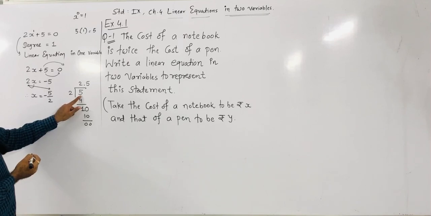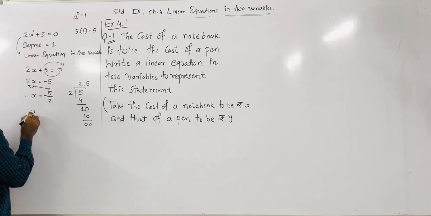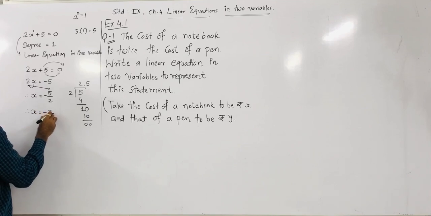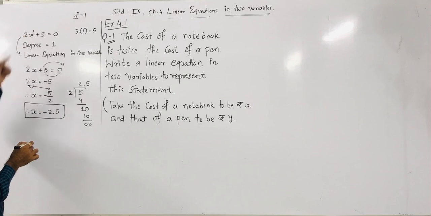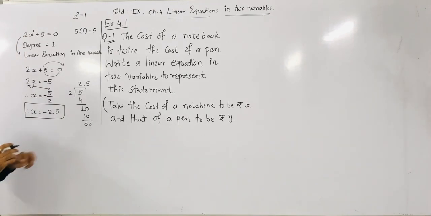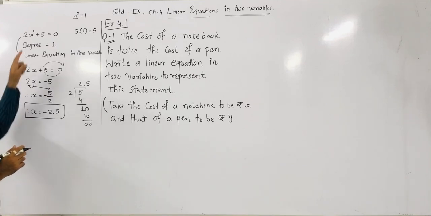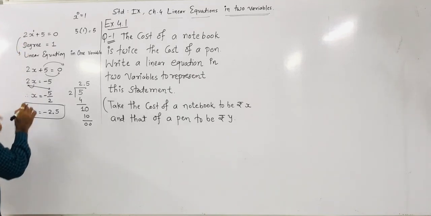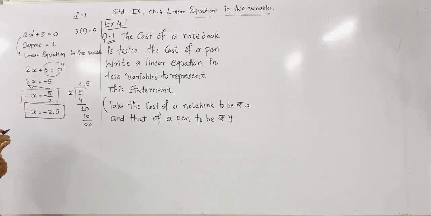Means if you divide 5 by 2, then you get 2.5. But here its value is what? Minus. So we get minus 2.5 as the solution of the given linear equation. x is equal to minus 2.5 is a solution of the given linear equation. Or you can say x is equal to minus 5 by 2 is a solution of the given linear equation.